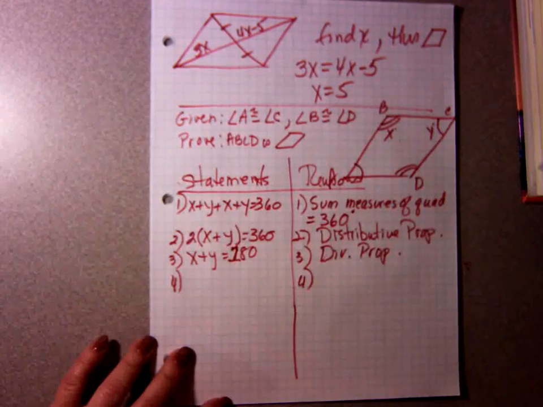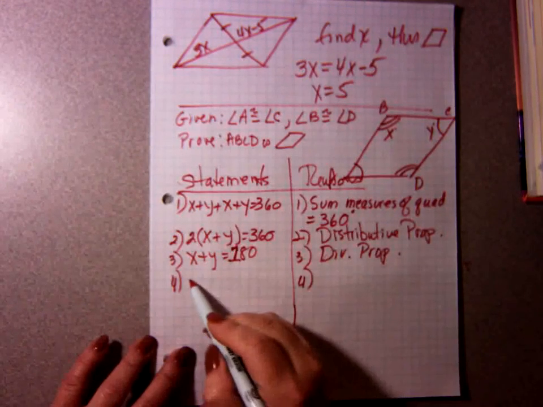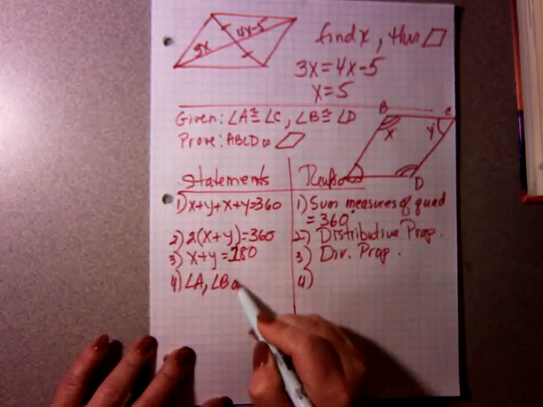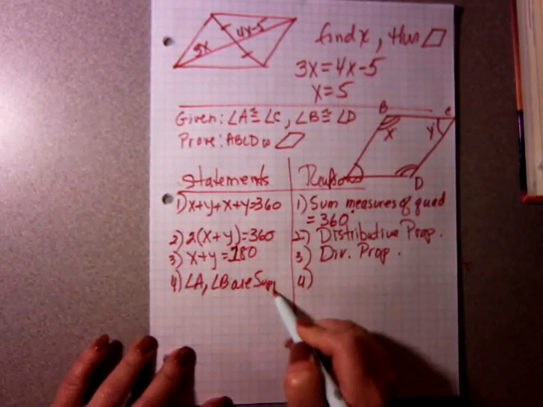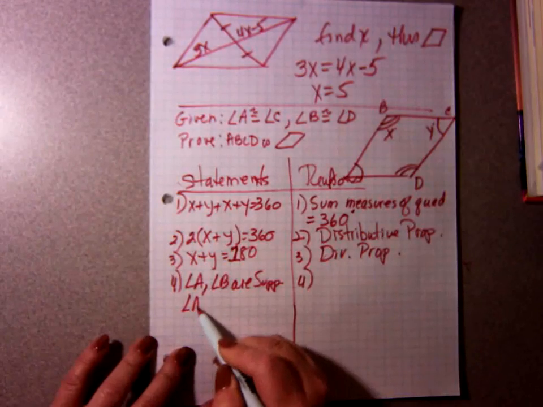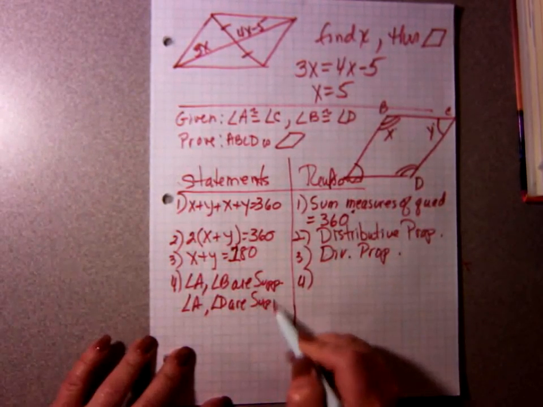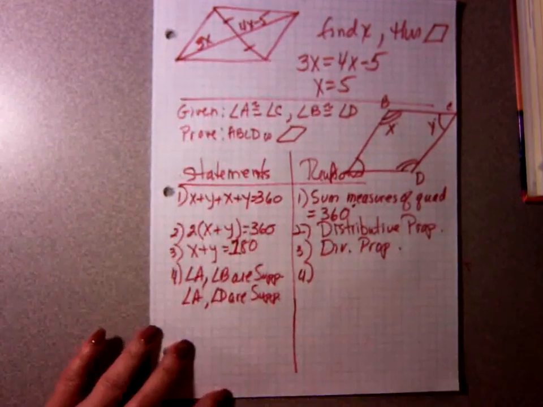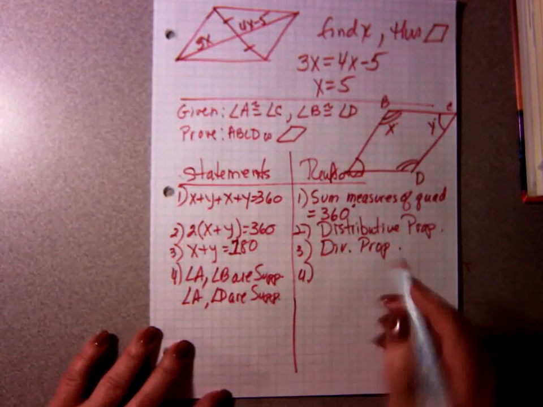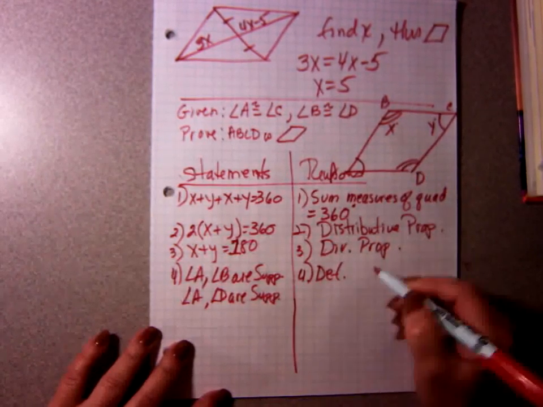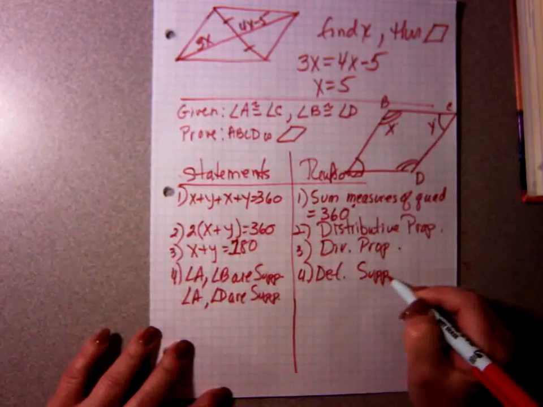Let's see. 4 says, how about angle A and angle B are supplementary? And angle A and angle D are supplementary. It's the definition of supplementary.